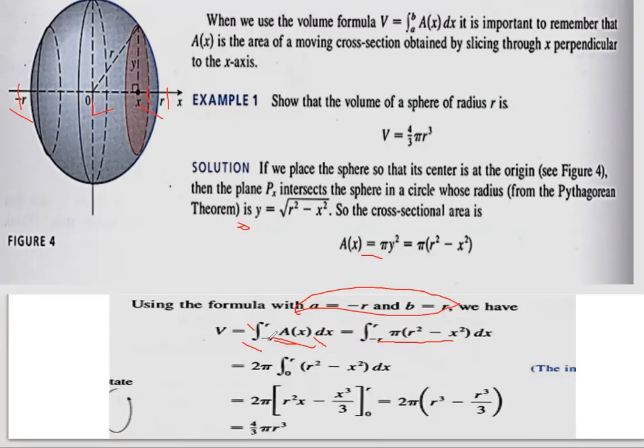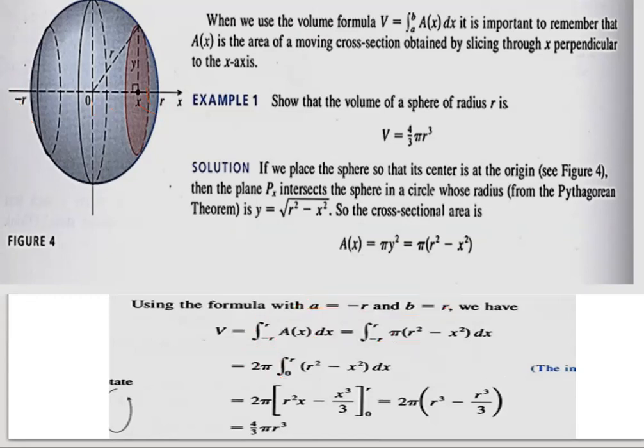So they didn't evaluate the integral from minus r to r. They evaluated from 0 to r, but doubled the value. So this pi came from this pi here, but the 2 came from splitting this interval, minus r to r, into 0 to r. I hope you're following that. And you do your integration, you substitute your r, you do your calculation, and you get 4 over 3 pi r cubed, and that's where that formula came from. See, calculus was being used all the time, but you only use the end result.